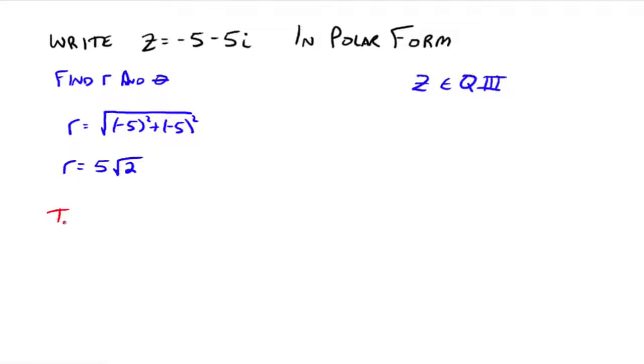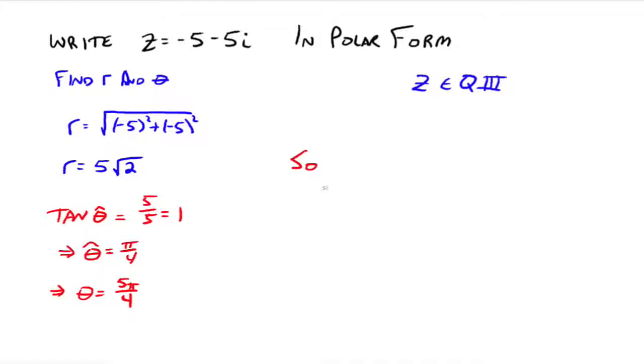All right, let's find the tangent of theta hat for the reference angle. And I'm going to make everything positive. So when I do that, you get 5 over 5, which equals 1. So the tangent of theta hat equals 1, which implies that theta hat is equal to pi over 4. That'd be the reference angle. So since we're in quadrant 3 here, that implies that theta is equal to 5 pi over 4.